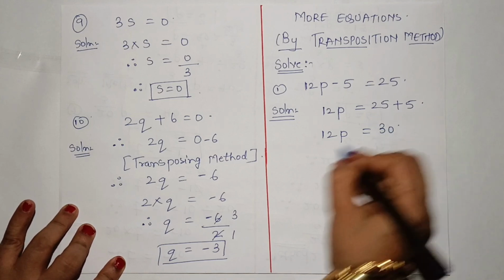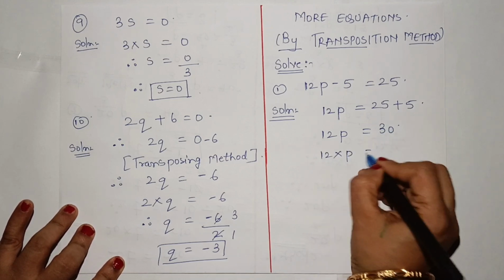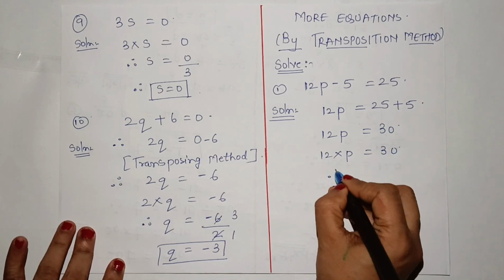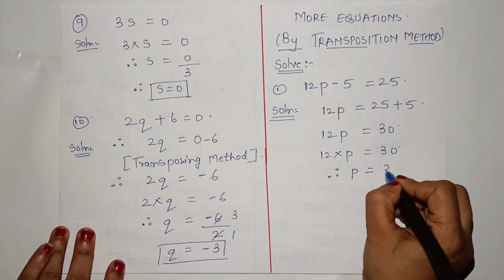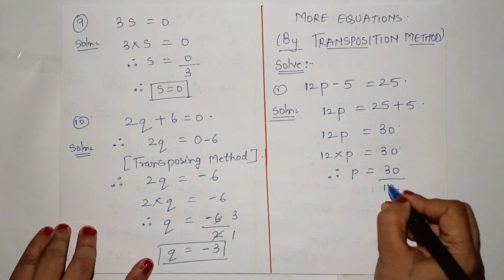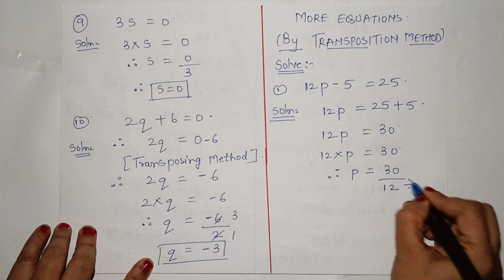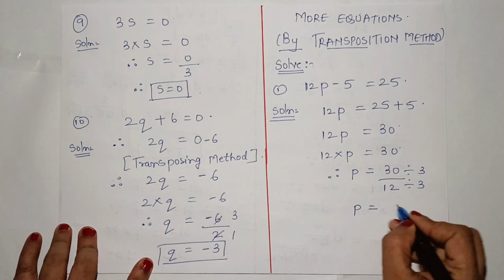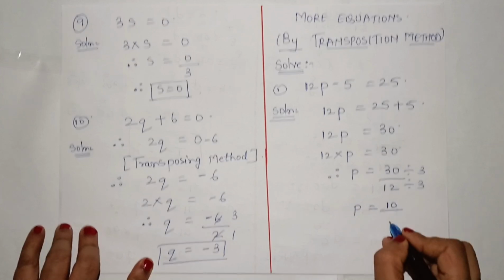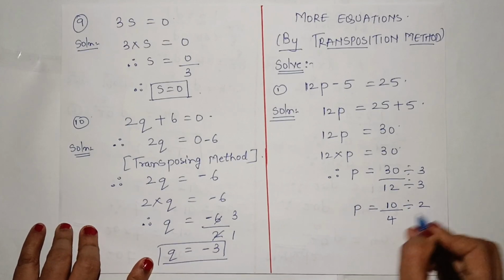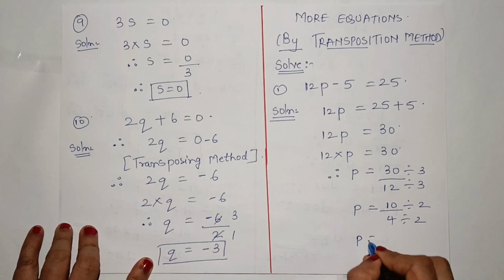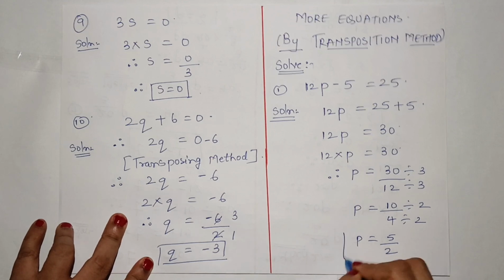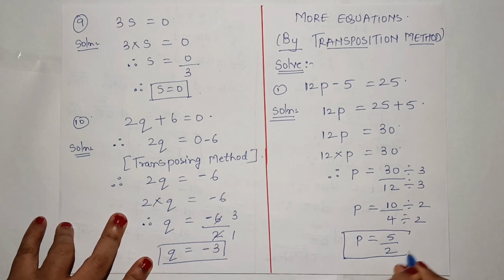12p equals 30. 12p means 12 into p equals 30. Therefore, p equals what? 30 by 12. Can you divide by the same table? Yes. Divide by 3, correct? Divide by 3. Therefore, p equals what? 10 by 4. Again divide by 2, divide by 2. Your final answer is 5 by 2. I hope you are understanding.